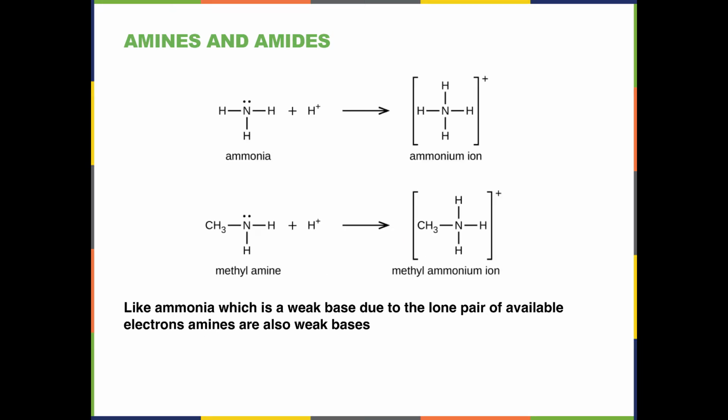Like ammonia, which is a weak base due to this lone pair of electrons that are available, most amines are also weak bases. And you can see here that methylamine, having that lone pair, has the same sort of structure once exposed to hydrogen ions that ammonia does.